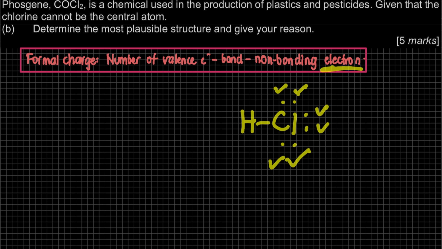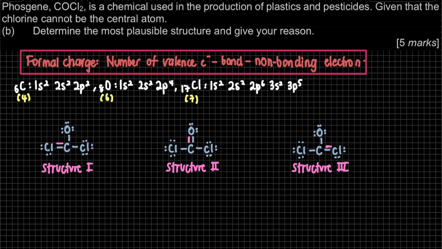Non-bonding electrons, we have to calculate the electrons themselves. How many? Okay. But then, how to answer the question? Let's refer back to what we answered in question A. This is the three structures that we drew in part A. Now what we're going to do is calculate the formal charge of each atom.